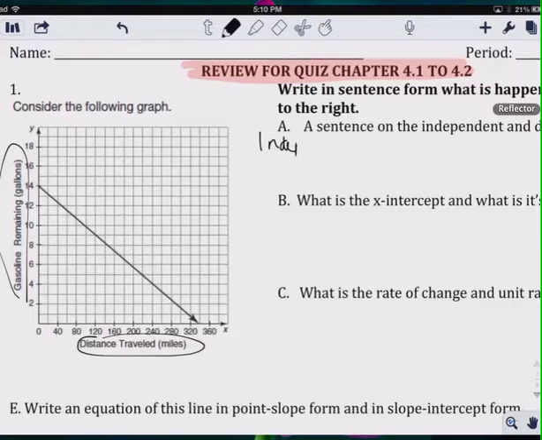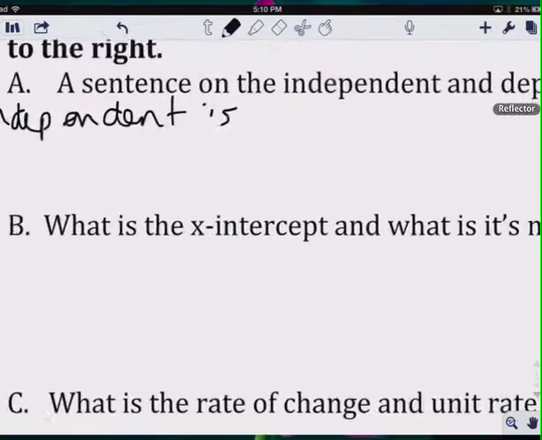Independent is the distant travel in miles.